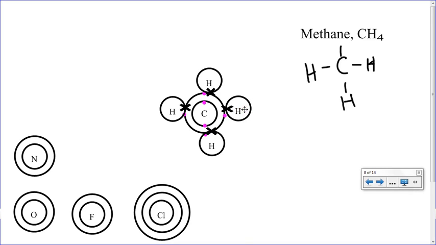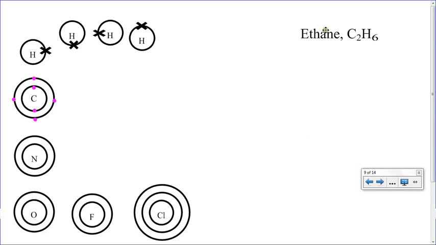When you do this on paper, you'll need to fiddle around a little bit and play around with where you actually draw the electrons. You have to move them around a little bit to get them to fit on paper. So that was methane. If you have a look at ethane, it's got 2 carbons.